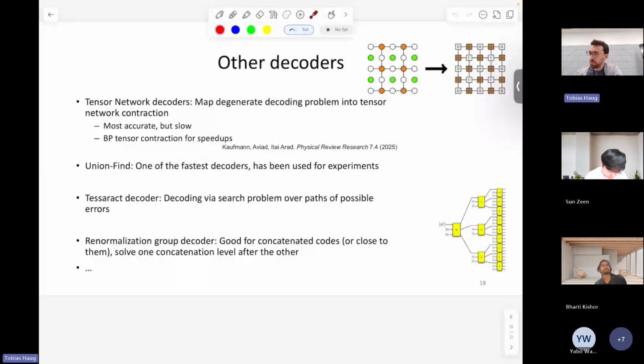There's also other types of decoders. A very popular one is Union-Find, which is one of the fastest decoders out there. Something also called a tesseract decoder, which does some kind of search problem. Then there's also something called a renormalization group decoder, which is used for concatenated codes, where you solve each concatenation level of the code independently. So you decode each concatenation level separately, and using this structure, you can find a very nice way to decode things. There's many more, which go beyond this, but there are nice reviews that explain all types of different decoders. So this is something you can check for yourself if you're interested.